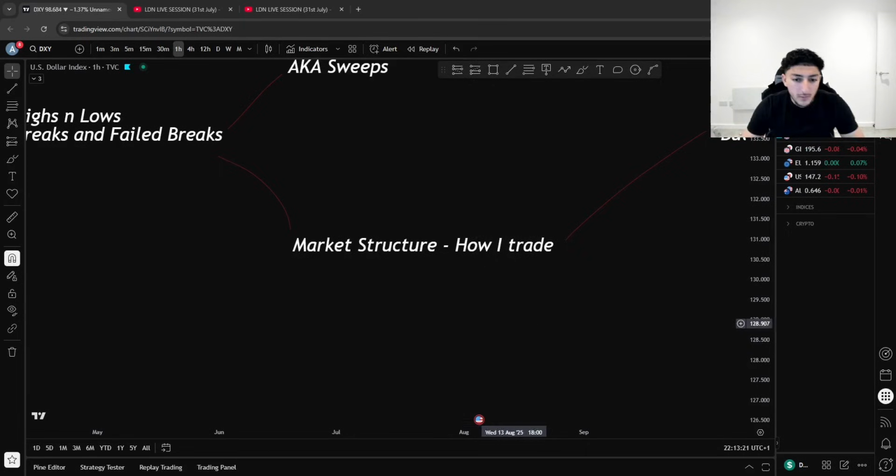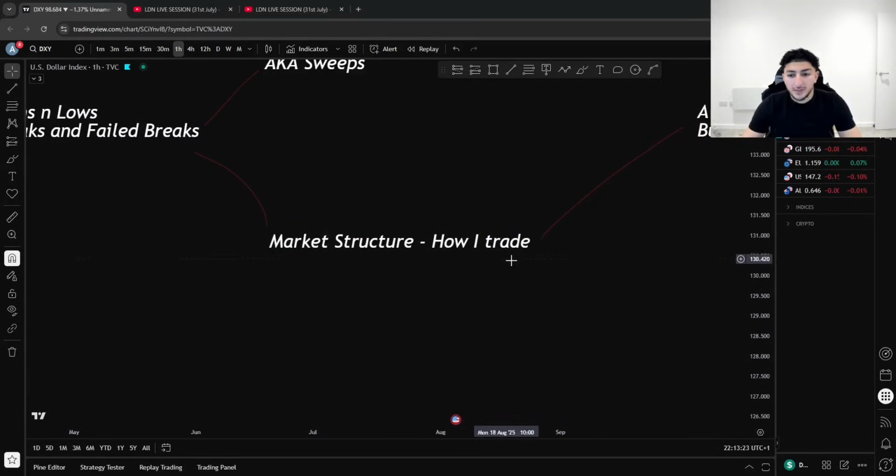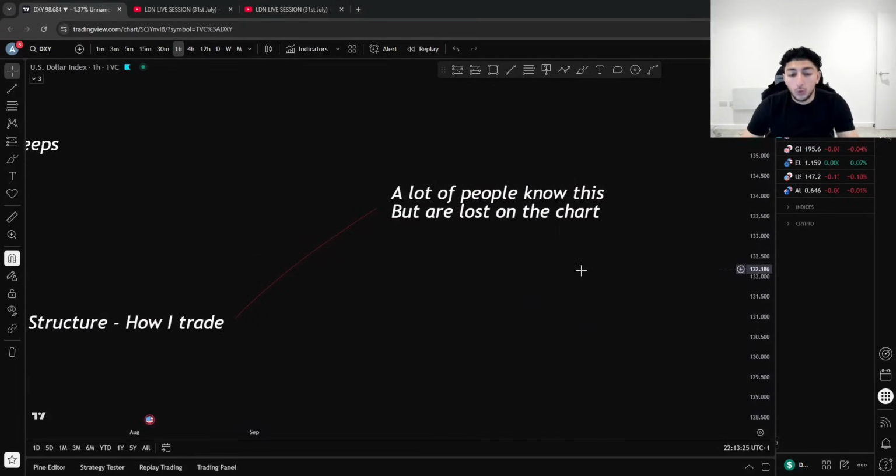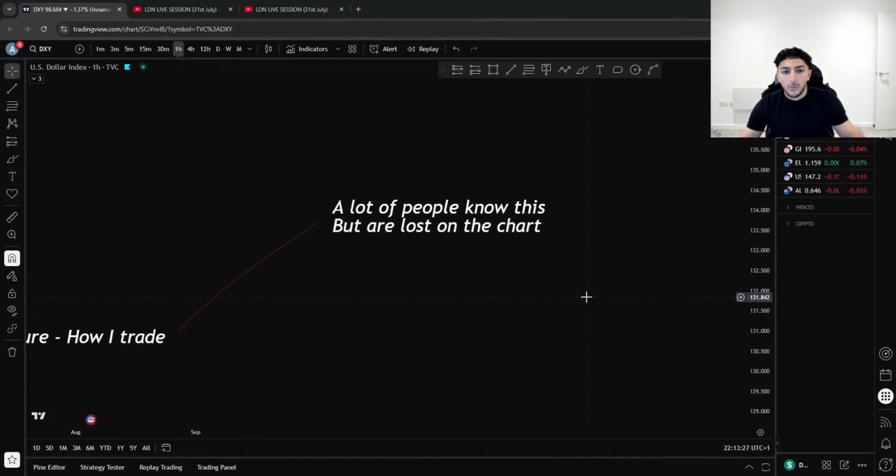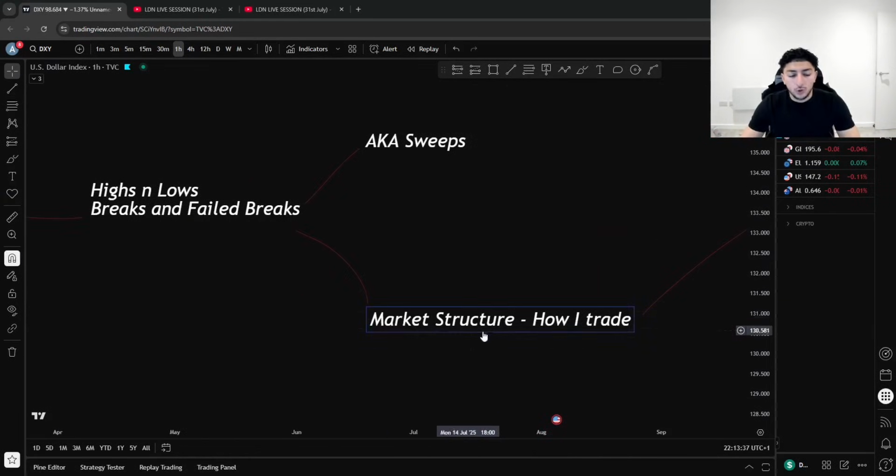So let's go. Market structure is how I trade. A lot of people know what I'm about to show you, but a lot of you are still lost on the chart, and then you're trying to play it, you get confused. So I'm going to try and make it as simple as possible. So, right, market structure. How do I trade?